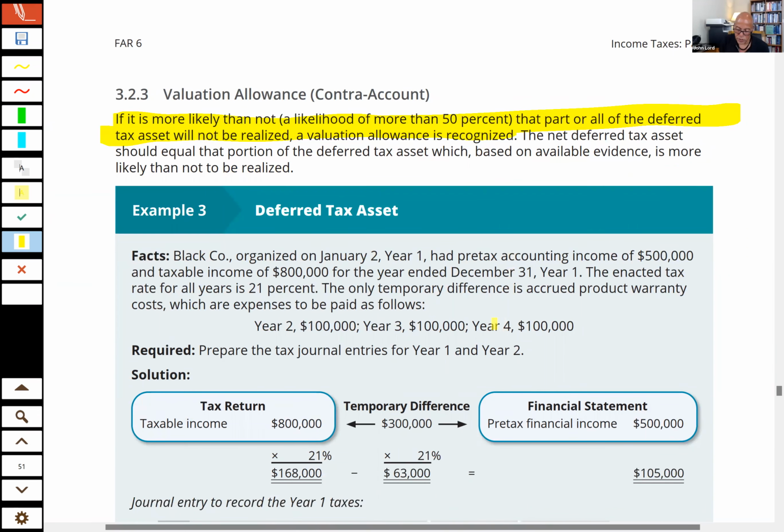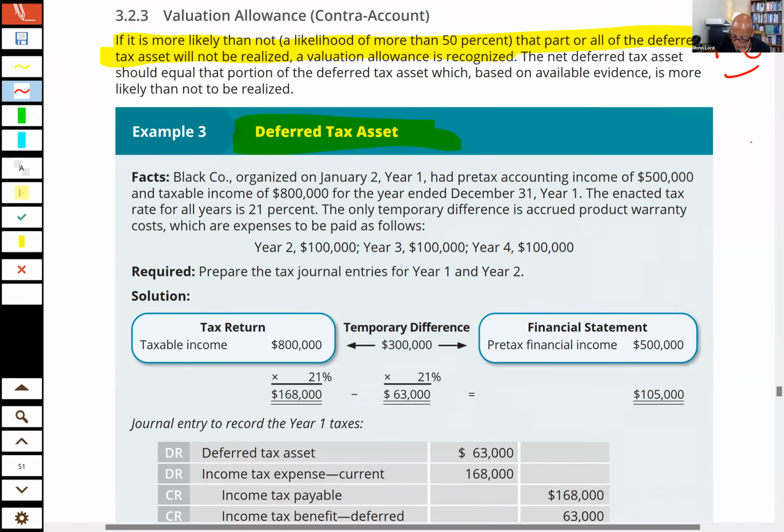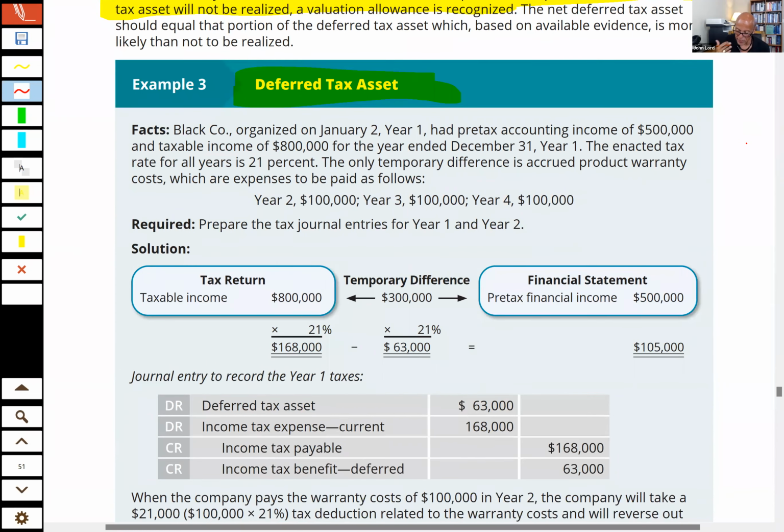Okay. So this gets a little confusing because they get all up in our face talking about the valuation allowance, which by the way, you should flashcard that. But then in the first case, there is no need for a valuation allowance. And then in the second case, they'll take the same facts and they'll tell you that there is a need for a valuation allowance. But let's take a look.